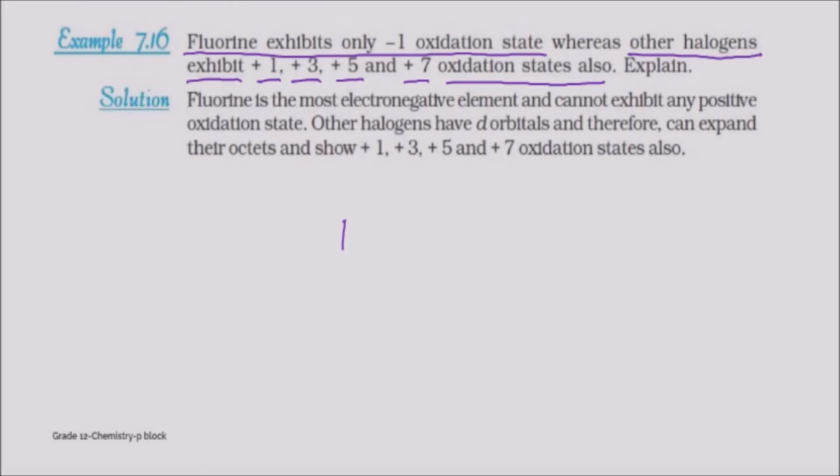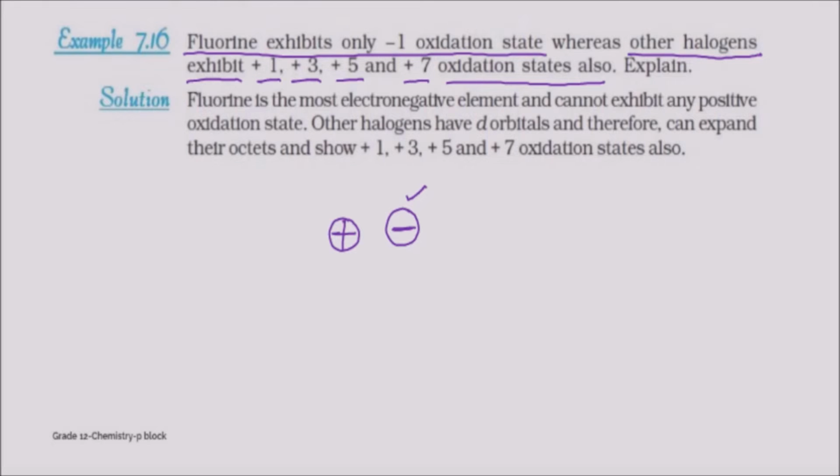together, the element which is lower in electronegativity, which is less electronegative, gets positive charge, and the one which has more electronegativity will have negative charge, negative oxidation state. So fluorine being the most electronegative among all the elements, that's why it cannot exhibit any positive oxidation state.